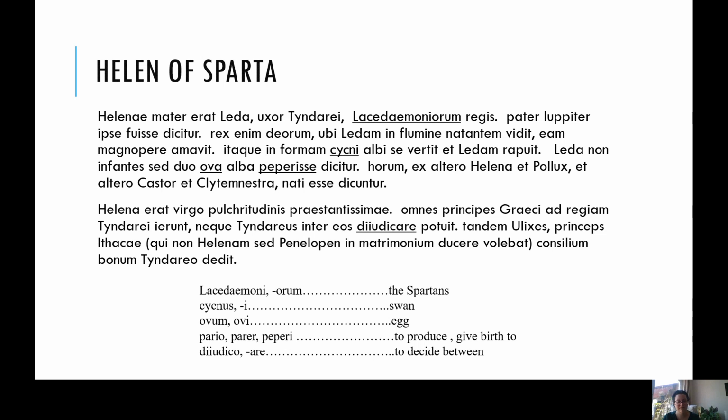Tandem Ulixes, at last Ulysses or Odysseus, princeps Ithacae, whose leader or maybe king would work, of Ithaca, qui non Helenam sed Penelopeam in matrimonium ducere volebat, who did not want to marry Helen, but Penelope instead. Consilium bonum Tyndario dedit, gave Tyndareus a good advice or a good plan.